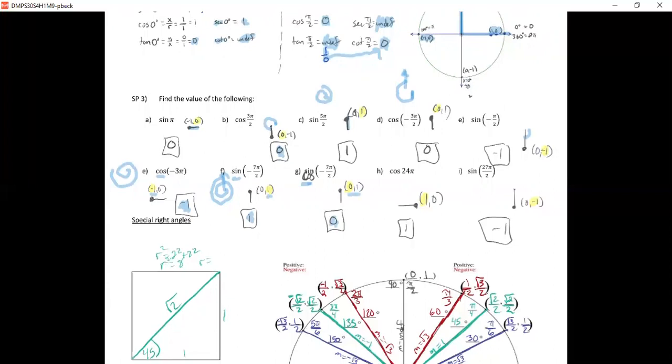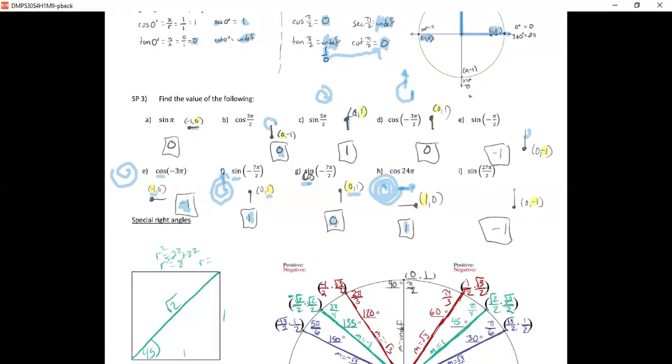24 pi, let's start thinking a little bit more efficiently. If we go in multiples of 2 pi, so we have 0, 2 pi, 4 pi, 6 pi, 8 pi, etc., every time we have a multiple of 2 pi, we're heading in the original origin direction. So 24 pi is a multiple of 2 pi. We can continue counting around if we want to, or we just know it's associated with the point 1, 0. Cosine is the x value, so we want 1.